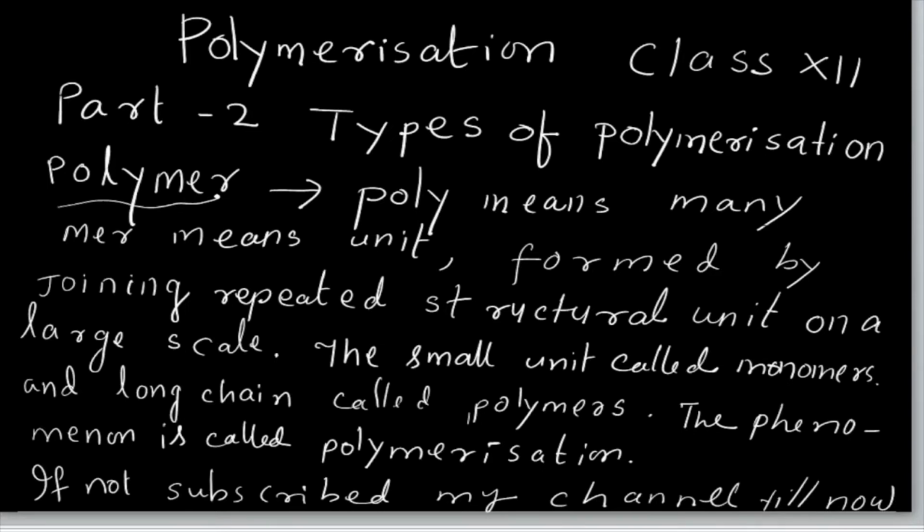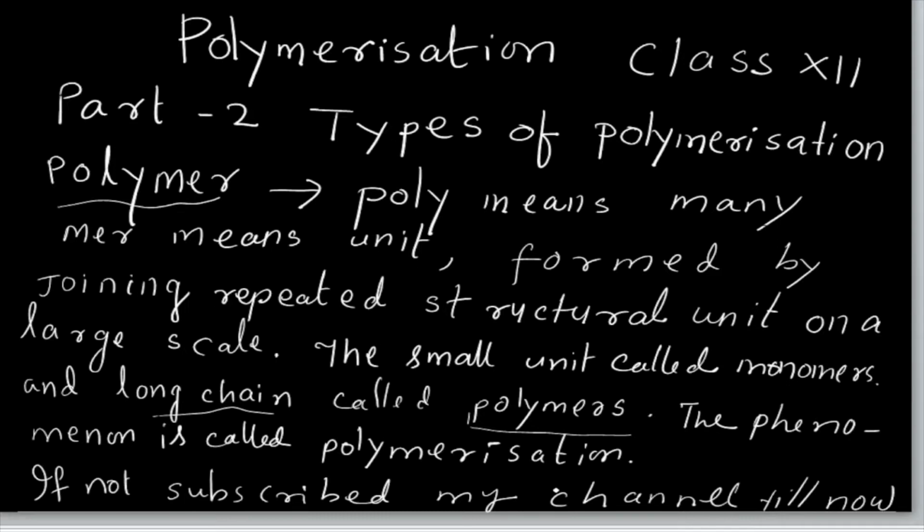If so many monomers are joined repeatedly with a structural unit on a large scale, that is called a polymer. That means a small unit is called a monomer and a long chain is called a polymer. Are you clear what is a polymer? Polymer means many small units are joined repeatedly to form a long chain. And the process by which we get polymers is called polymerization.